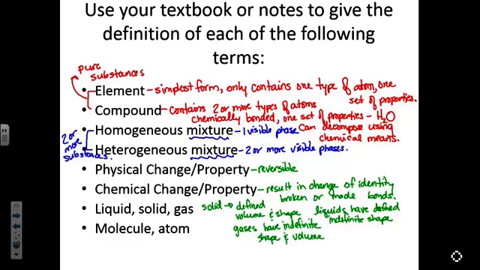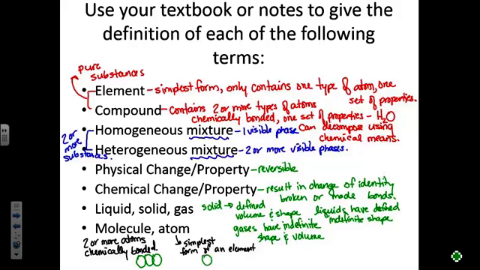Then we have a molecule and an atom, and a molecule is two or more atoms chemically bonded, while an atom is just the simplest form of an element. And in chapter 3, you'll learn more about what an atom's actually made of. So if I wanted to draw a picture, I would say that a molecule might look like this, and an atom would look like that. Okay, moving on to the next slide.